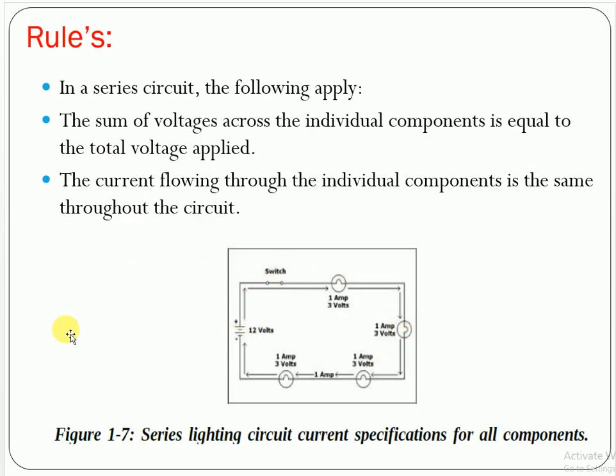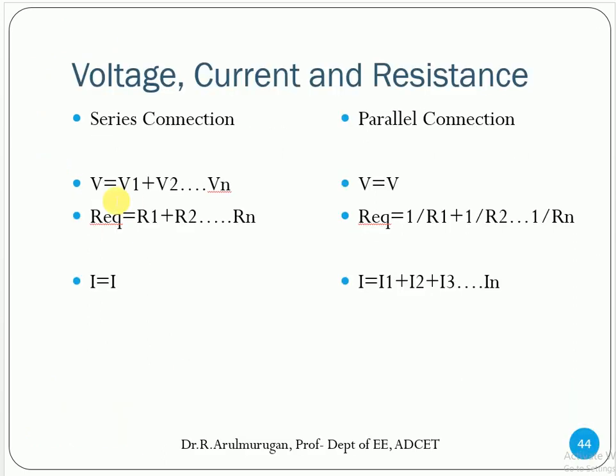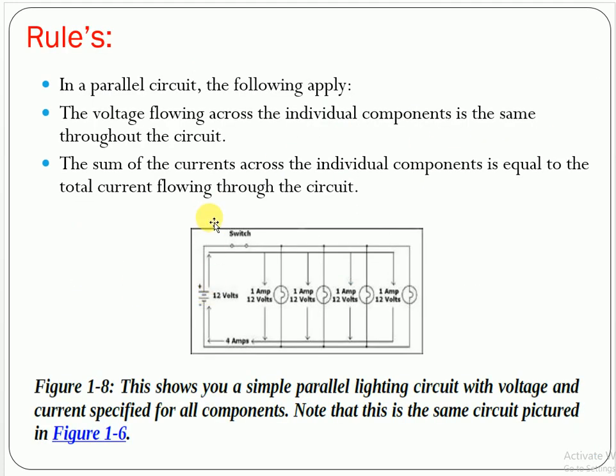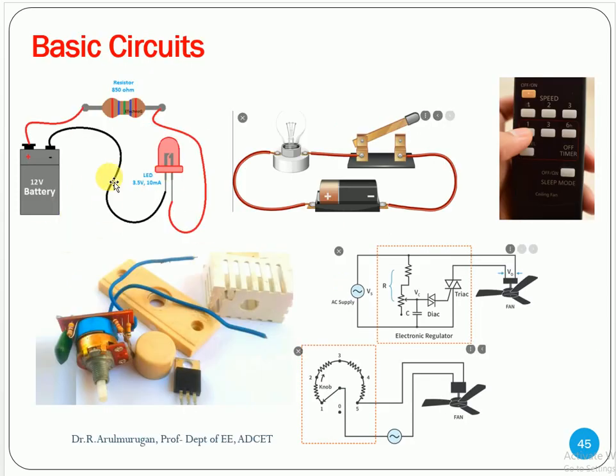If you connect lamps in series or in parallel, what is the difference? In a series connection, the total voltage equals the sum of all the voltages. What about the current? The current is the same. What about parallel connections? The voltages are the same, so 12 volts is common for all the lamps. But the current is I equals I1 plus I2 plus I3, and so on. That's the difference between series and parallel connections.